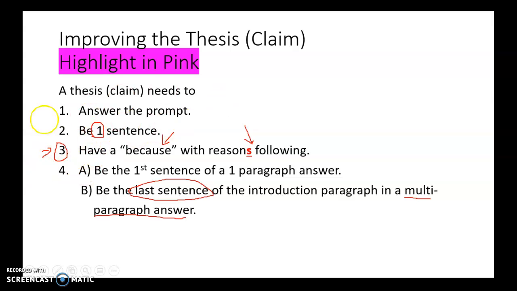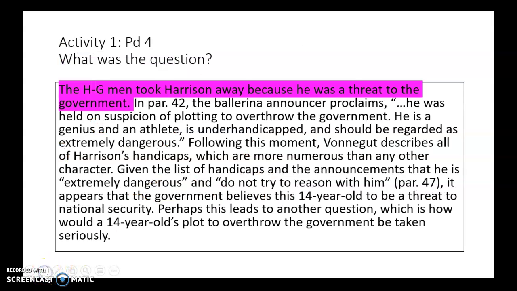Number 3 is one of our goals for the year. We want to make sure we have a word like because in your claim so that you can distinguish between what the prompt was and what your reasons are, what your answer is. Also, a claim in a one-paragraph answer is going to be the very first sentence. A claim in a multi-paragraph answer, like an essay, is going to be the last sentence of your intro paragraph. So the last sentence of your first paragraph. So again, here is our answer. It does a great job of following all those components of a claim.